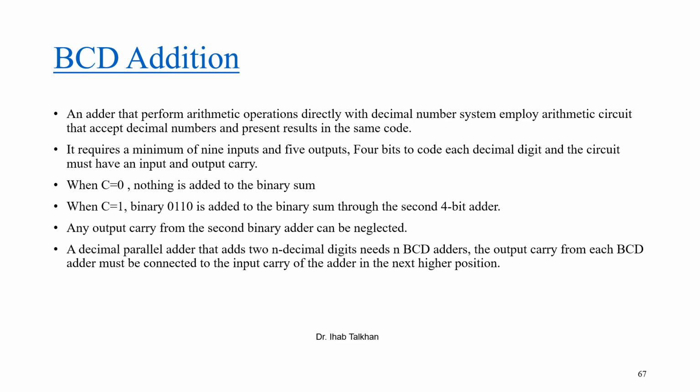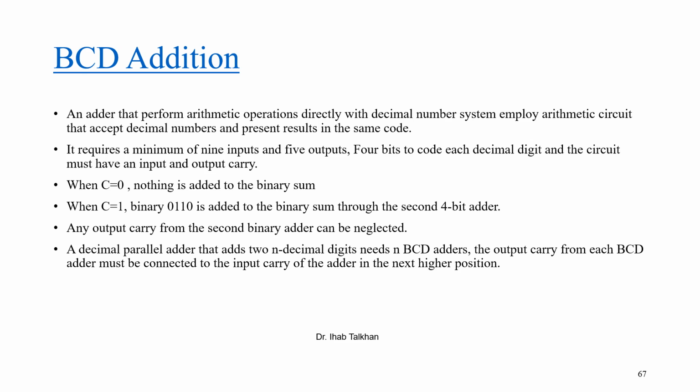When C equals 0, nothing is added to the binary sum. When C equals 1, binary 0110, which is 6, is added to the binary sum through the second 4-bit adder to correct the numbers. Any output carry from the second binary adder can be neglected. A decimal parallel adder that adds two decimal digits needs a BCD adder. The output carry from the BCD adder must be connected to the input carry of the adder in the next higher position.